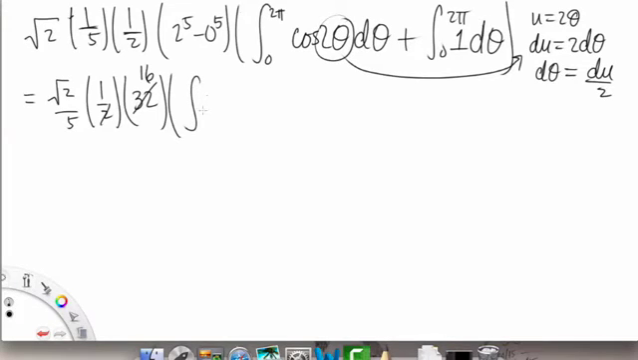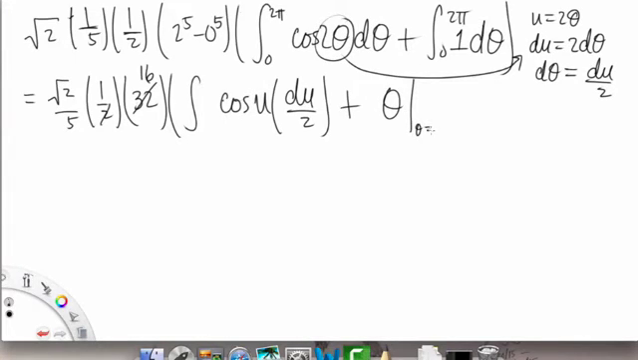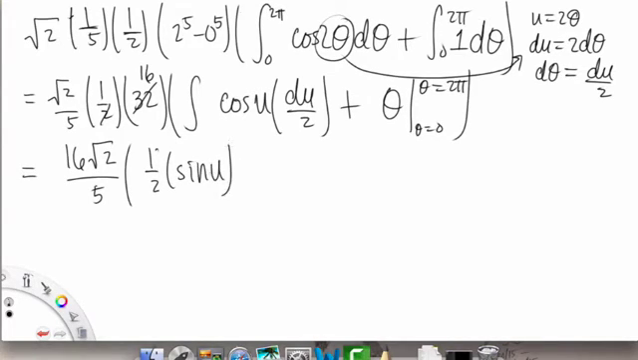And then what we get is a cosine of u, and then d theta is then du over 2, right? And then over here, I'm just going to continue integrating. So that's a theta, as theta goes from 0 up to 2 pi, right? And then next step, we're going to simplify further. We get 16 square root of 2 over 5. And here we're going to get a factor of 1/2 in front. And then when we integrate cosine u, we get sine u. Okay? And then here that's just going to be 2 pi minus 0.